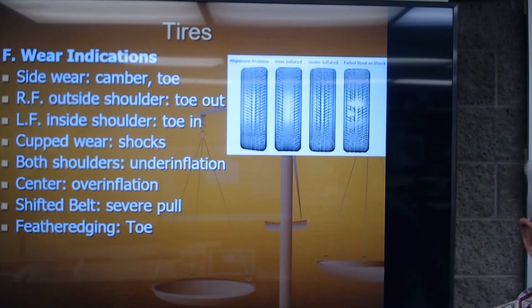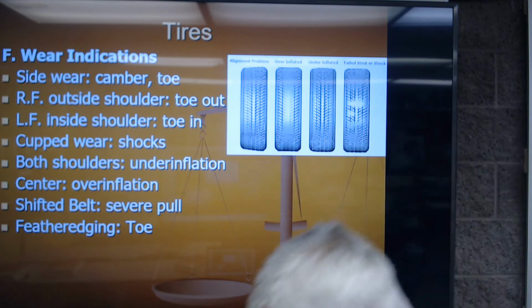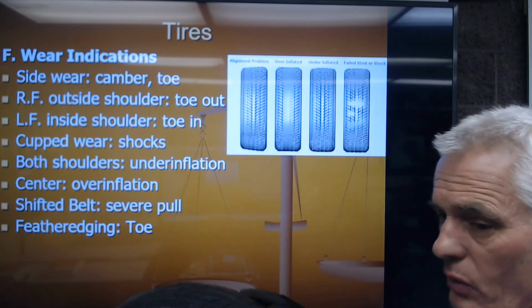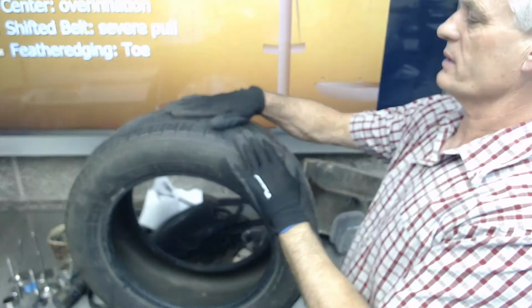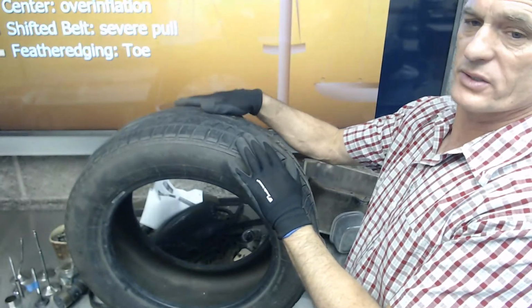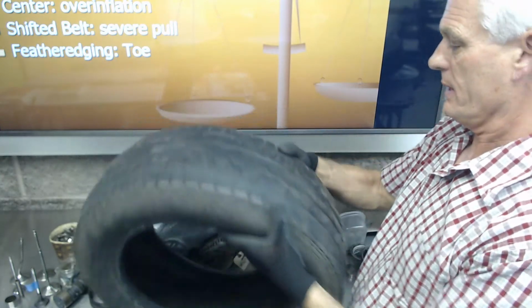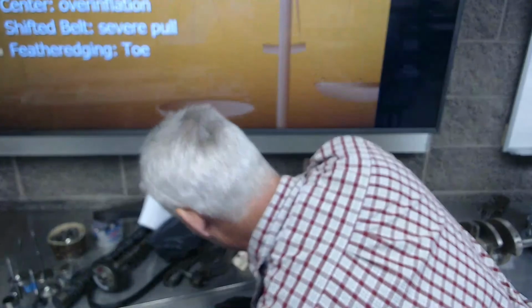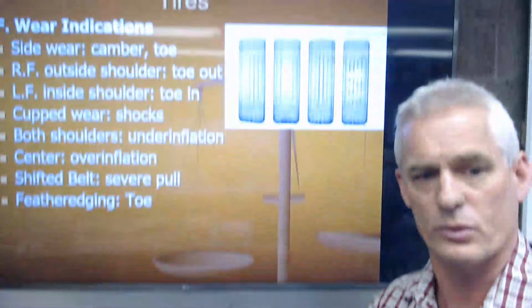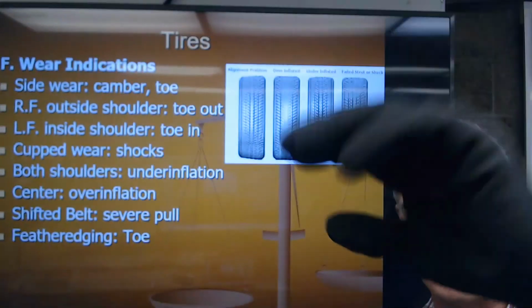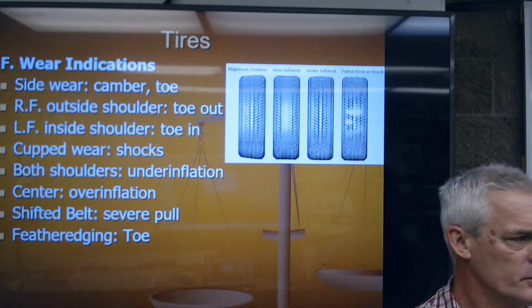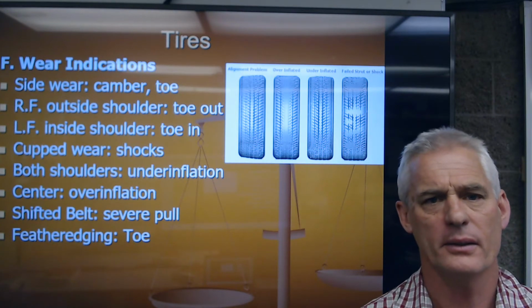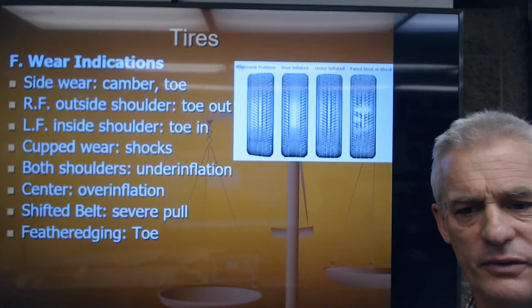Feather edging can be a toe problem. Feather edging is where when we roll our hand around the tire we go across like this and we feel sharp edges. It's smooth this way, sharp this way. It's more of a bias ply tire issue, so it's kind of an old school issue, but it still is an issue and something that needs to be paid attention to if you do see it.